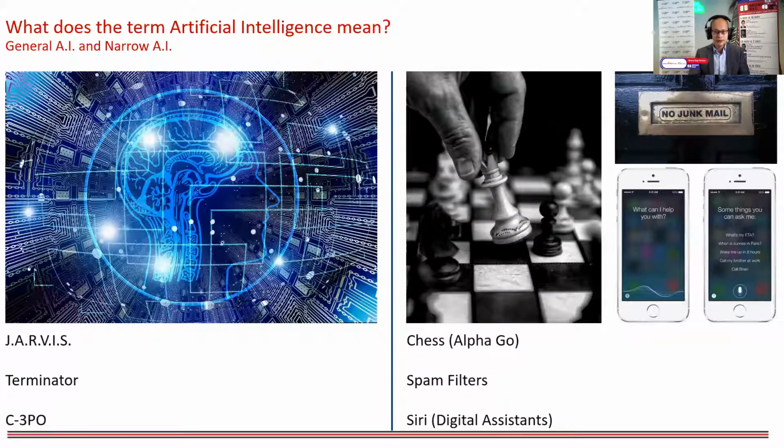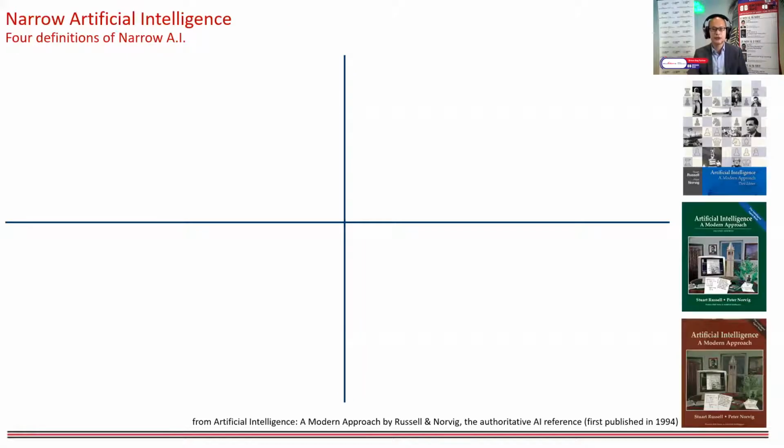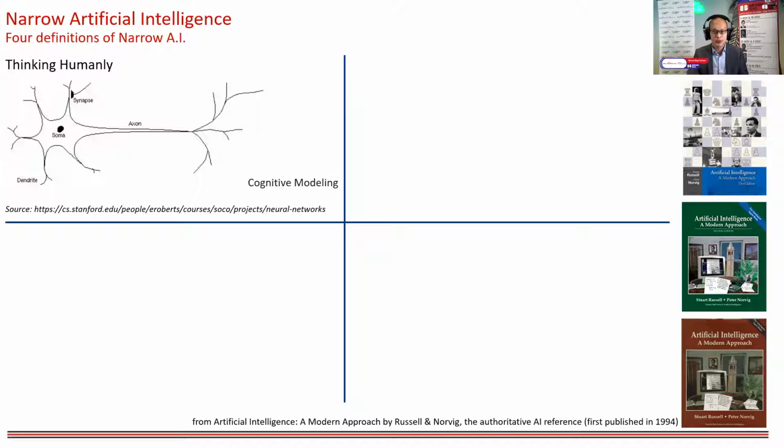For narrow AI, we have 4 different categories as well. And in this, we point to one of the authoritative texts, which is AI: A Modern Approach, published in 1994. In these 4 categories, the first category is that of thinking humanly. And this probably sparked one of the first motivations behind neural networks, which was modeling how a human brain actually works.